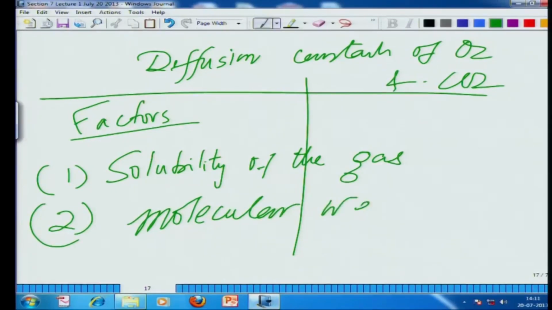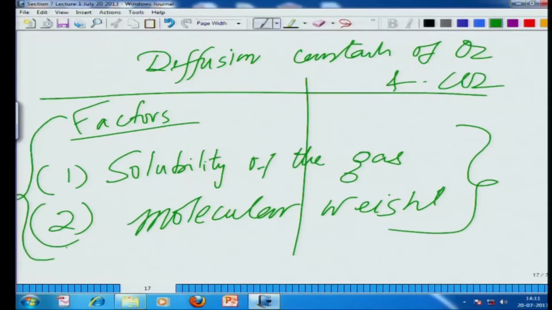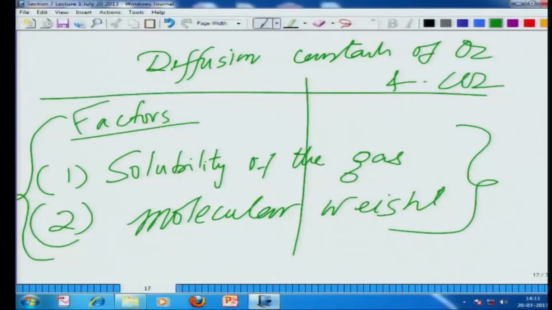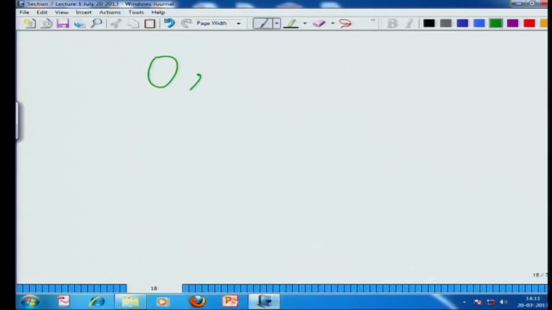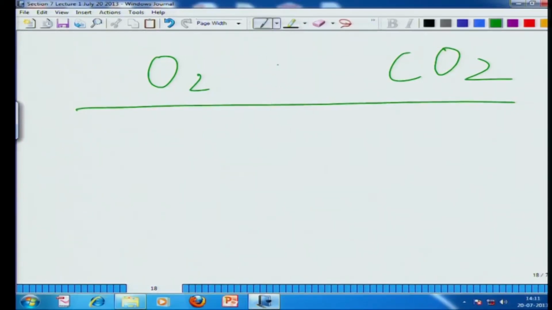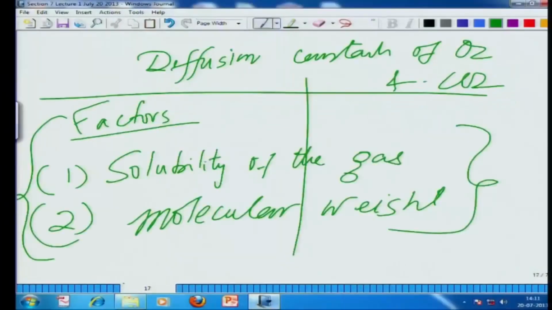So, these are the two factors which govern the diffusion constant of the different gases. But let me give you a very interesting fact on that. If we talk about oxygen and carbon dioxide, just think of it, I gave you two situations. If you look at the literature, you will find carbon dioxide diffuses 20 times faster than oxygen.